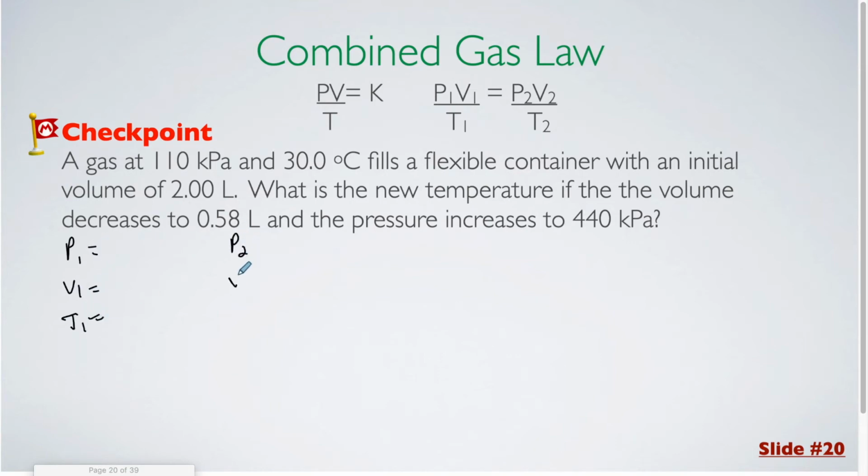And then P2, V2, and T2. The gas is initially at 110 kPa. For my temperature, I need to add 273, so that's going to be 303 Kelvin. And the volume was 2.00 liters. The pressure is 440 kPa at the end. The volume is 0.58 liters. The temperature is unknown.